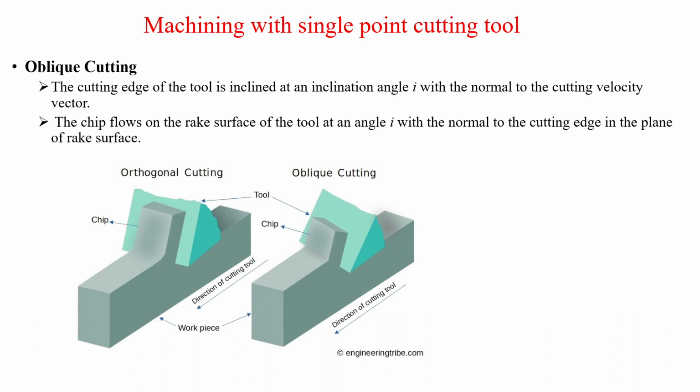Okay, oblique cutting is that cutting in which the chip does not flow orthogonally. It flows on another plane. It could be any other plane. So this is basically the definition of oblique cutting.